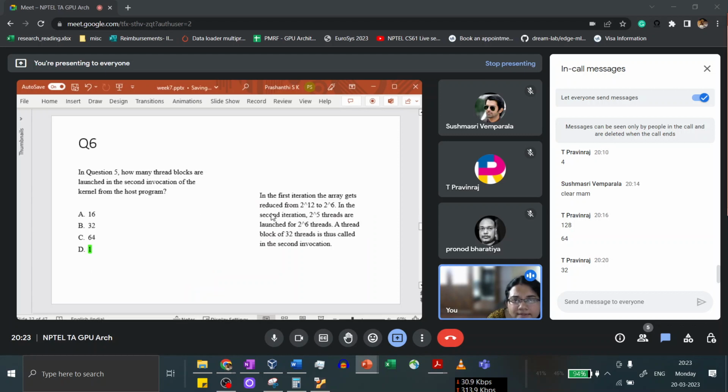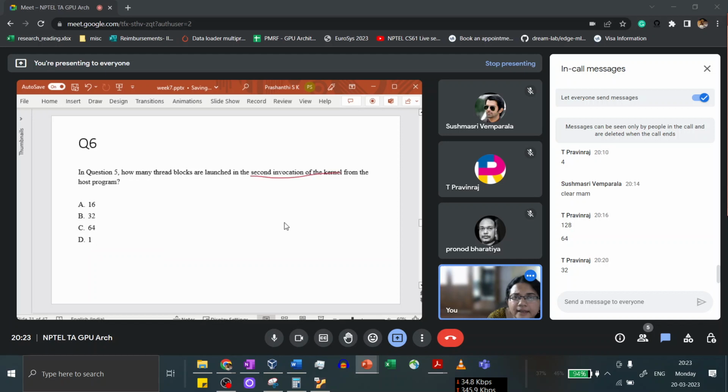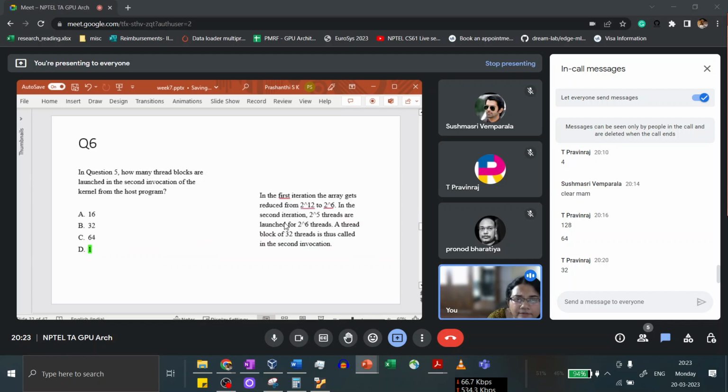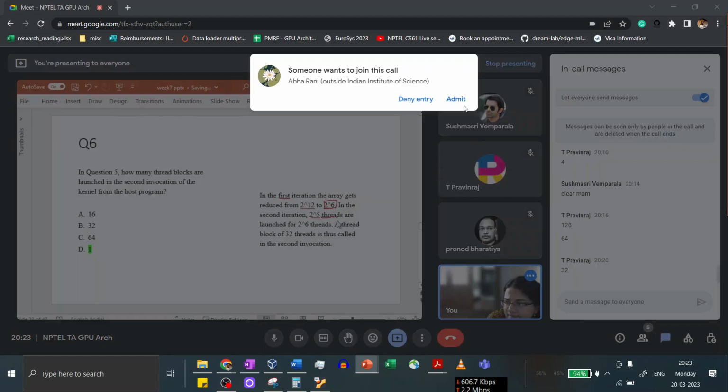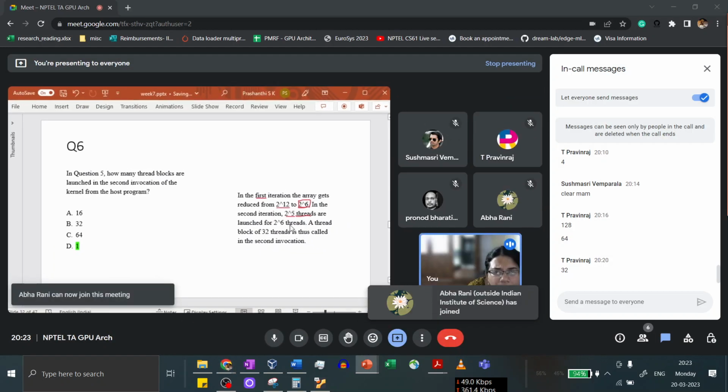Similarly, let's go to this question, right? Now the array in this iteration, the array size gets reduced from 2 power 12 to 2 power 6. This is not the second iteration, this is the first iteration. So right now you have 2 power 6 elements at the beginning of the second iteration. Therefore you need to launch half of that, which is 2 power 5 threads. You need to launch 32 threads for 2 power 6.